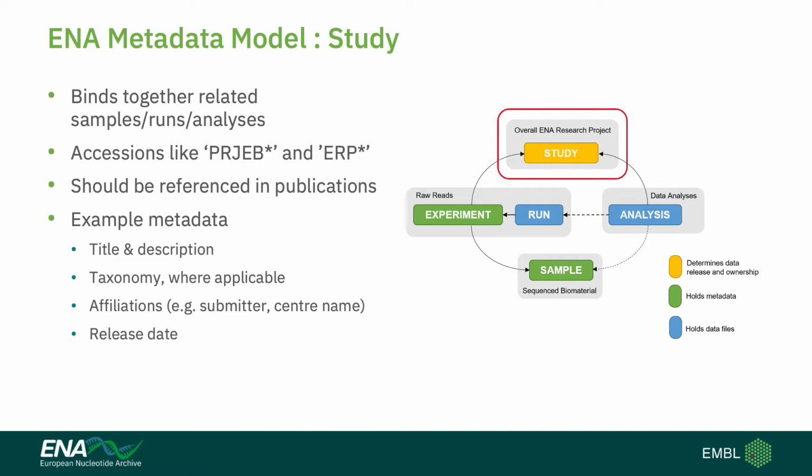The example metadata that is held on a study is a title and description. What is the study about? What's the aim? Sometimes we have taxonomy at a study level. If everything in the study is on the same species, then it's good to add the taxonomy at that level. Affiliations, so submitters, authors, centre names, consortium, that sort of level of information can be added to the study. And of course release date.